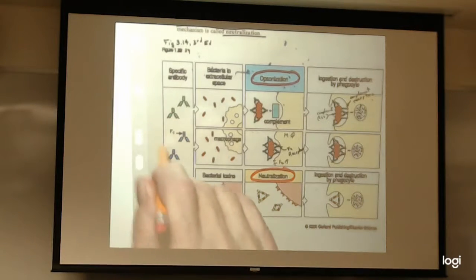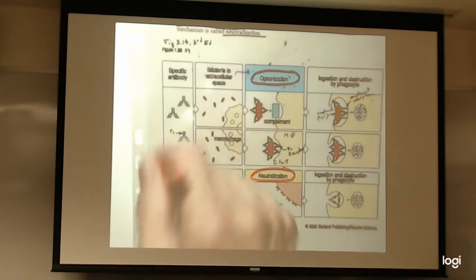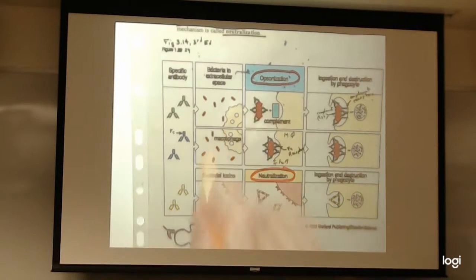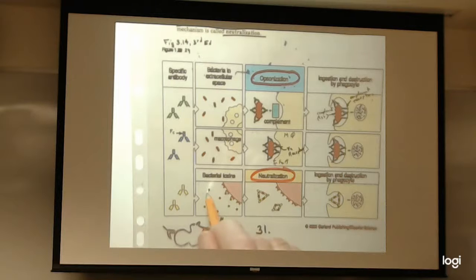Also, many pathogenic bacteria secrete proteins which are toxic, and antibodies will have been made against the bacterial toxins. Here the antibodies bind to toxin molecules, and the antibodies bind the toxin just right, so the toxin is not able to bind to the normal receptor to get inside the cell. So antibodies can neutralize bacterial toxins.